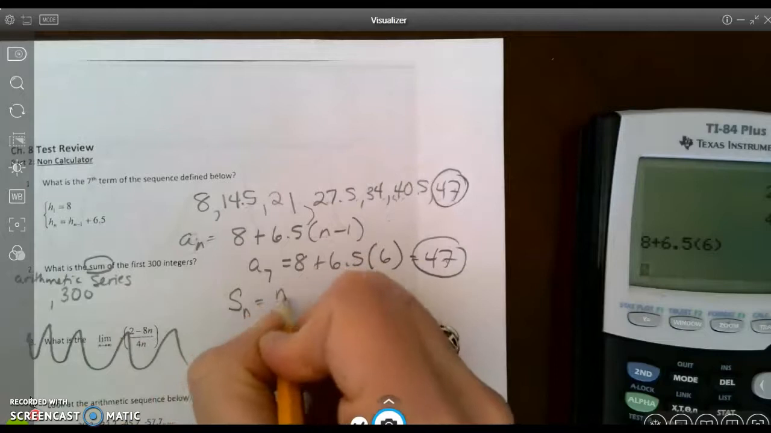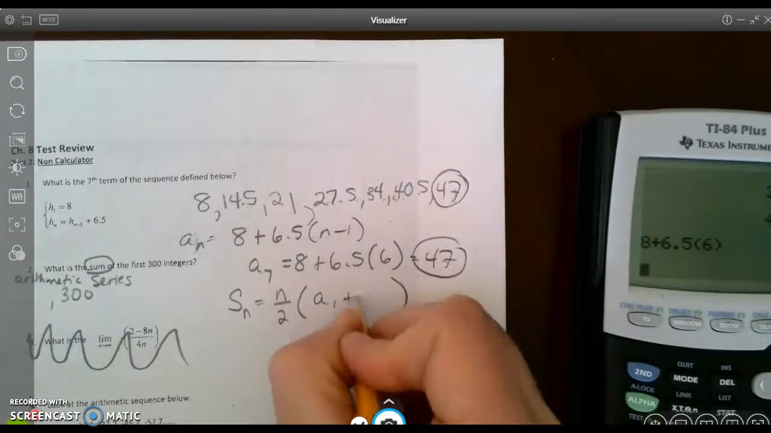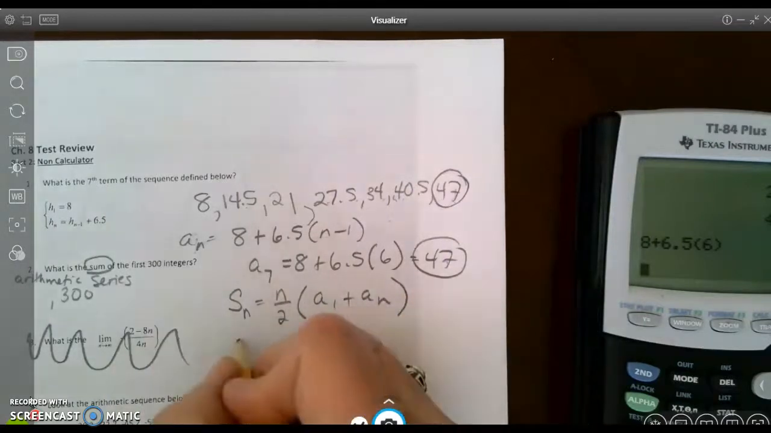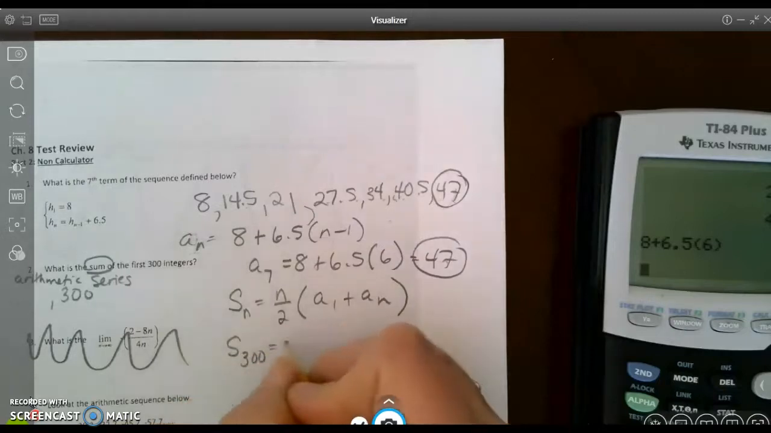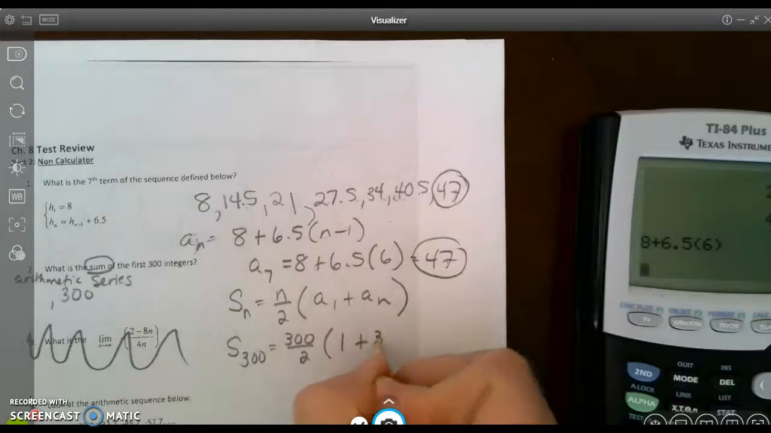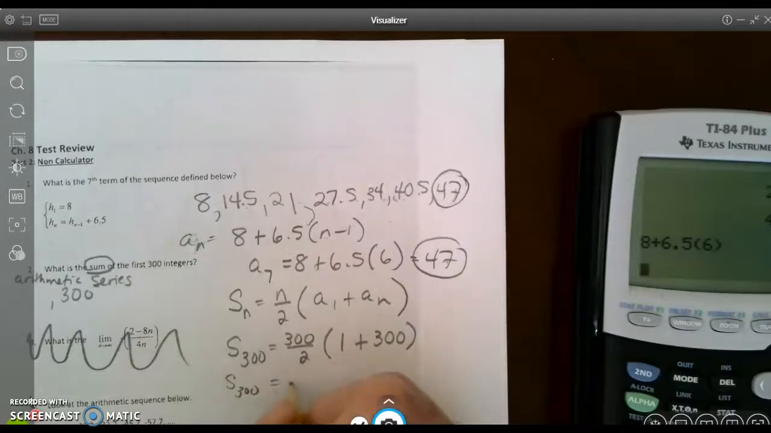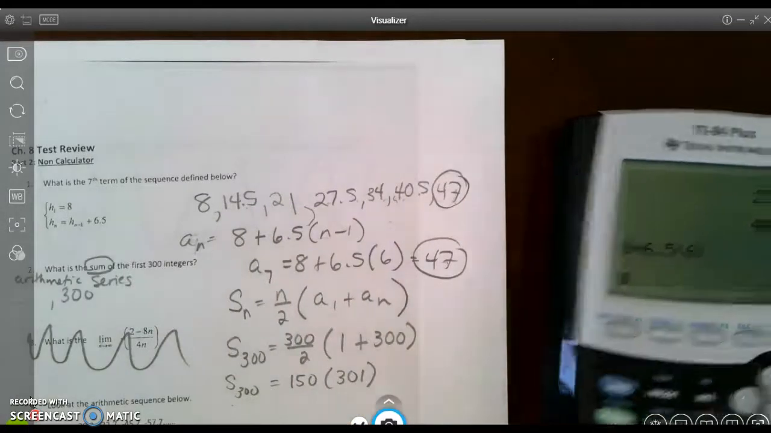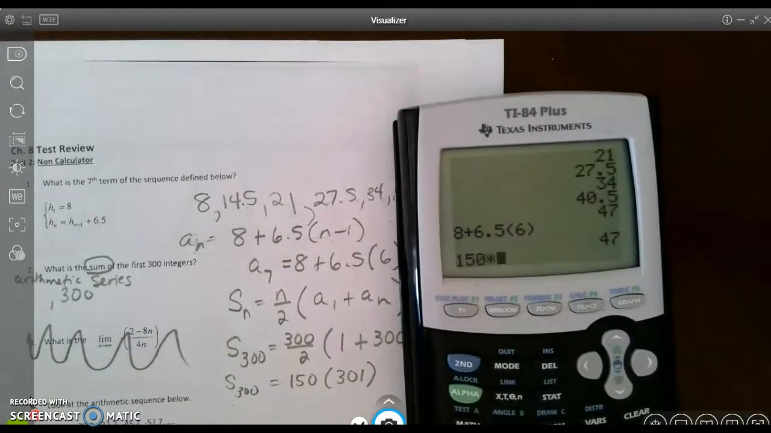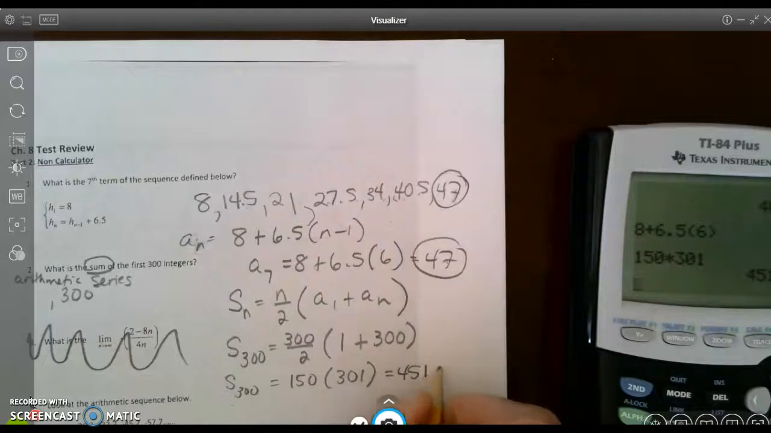So I'm going to use my formula. S sub n equals n divided by 2. And I'm going to use that first formula because I know the first term and I know the last term. S sub 300, because I'm looking for the sum of the first 300. It's 300 divided by 2. My first integer is 1, and my last integer is 300. So S sub 300 is 150 times 301. Use my calculator. 150 times 301, 45,150.